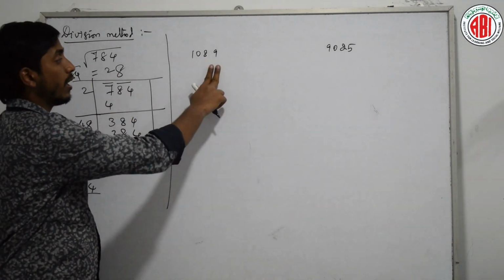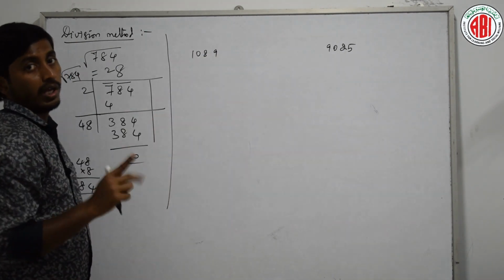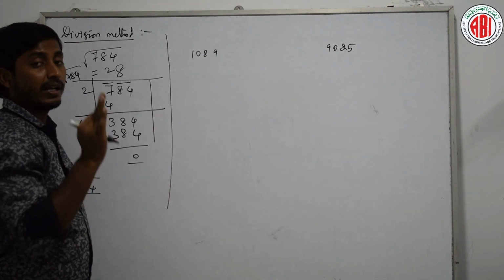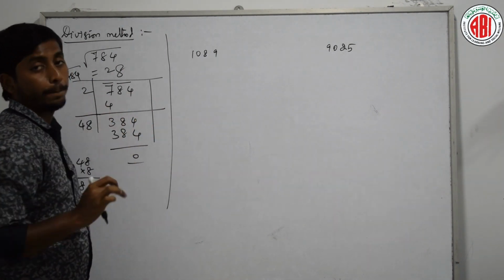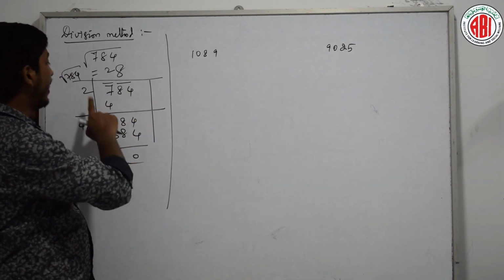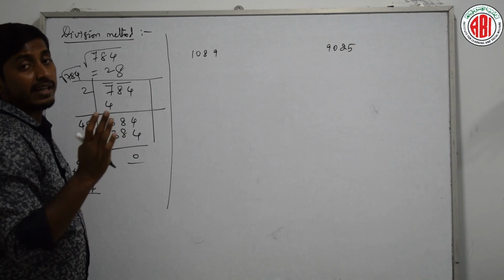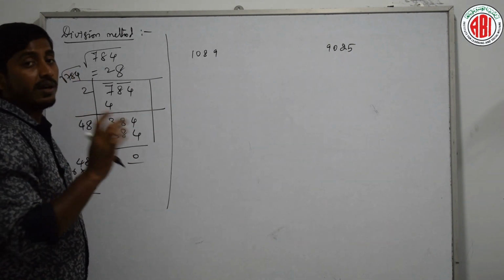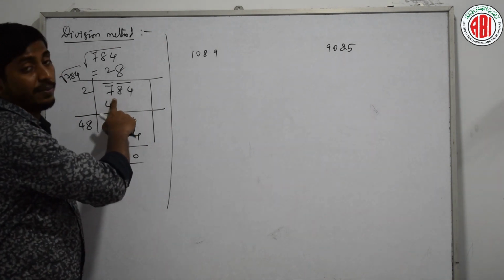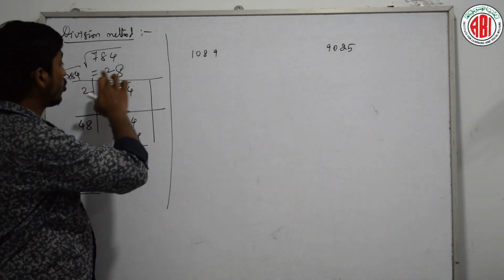If it is two numbers, we'll take them together. If there are three numbers, we'll take from the right-hand side, that is the first two and then the next one. Then we'll check whether there is any perfect square before this number. Yes, there is a perfect square, 4. That is, 2 2s are 4.